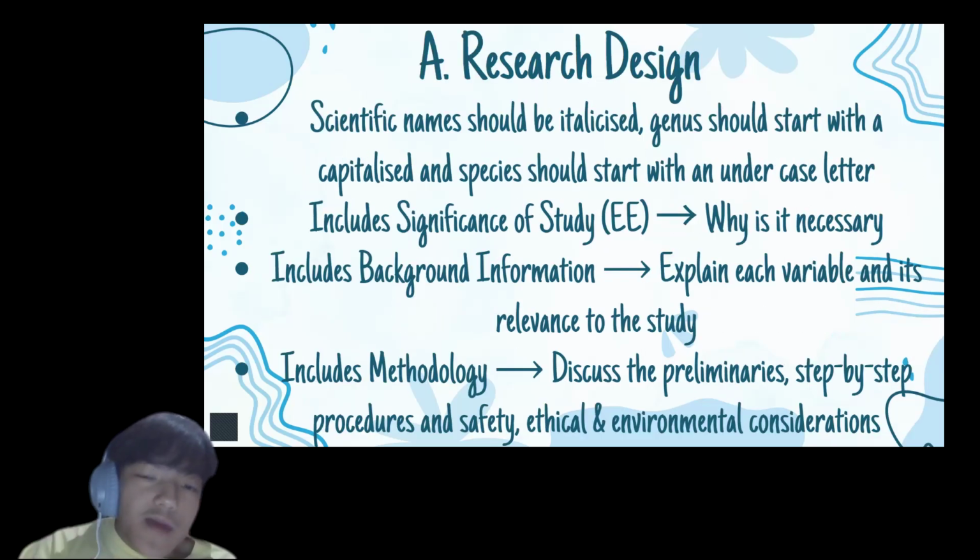And now scientific names should be italicized, genus should start with a capitalized letter, and species should start with a lowercase letter. You should also include significance of study, especially for EE, like why is it necessary. Before moving on to background information, which is explaining each and every substance, variable, and its relevance to the study. And then you should also include methodology, right? Discuss the preliminary experiments you've done, step-by-step procedures, and safety, ethical, and environmental considerations. Like, what did you do to ensure that nothing is unethical or dangerous?